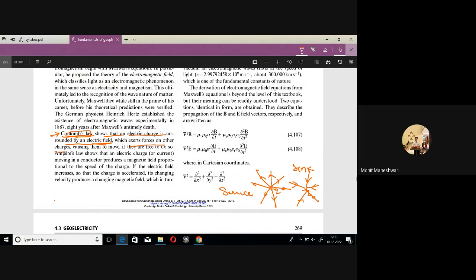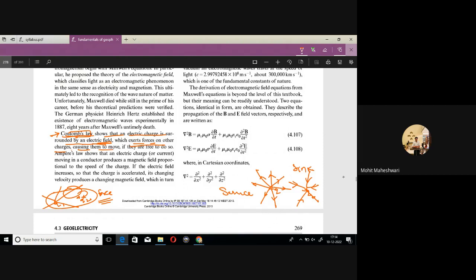Let's say you have a system in which there are two charges, Q1 charge and Q2 charge, then the charge Q1 will have its electric field. When the Q2 charge is coming toward Q1, then due to this electric field, this charge Q2 will experience a force. This force is called the electric force. So basically what happens, an electric field will exert a force on another charge, causing it to move.